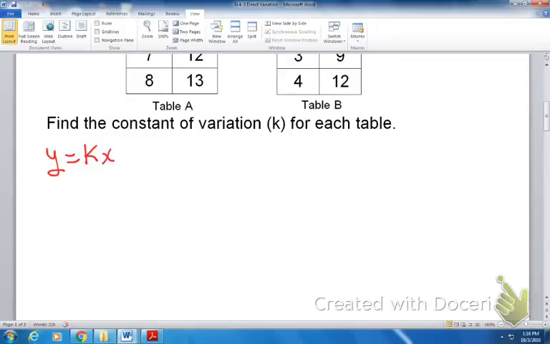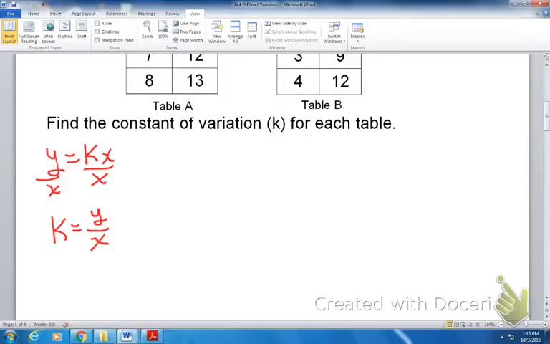But since we're trying to find k and we're given x's and y's, I want to solve this equation for k. The way to do that is I divide both sides by x. So what I end up with is k equals y over x. And we've seen this when we did slope before. We have our y's over our x's. So what we're going to do is put the y's over x's, simplify, and see if it's consistent.